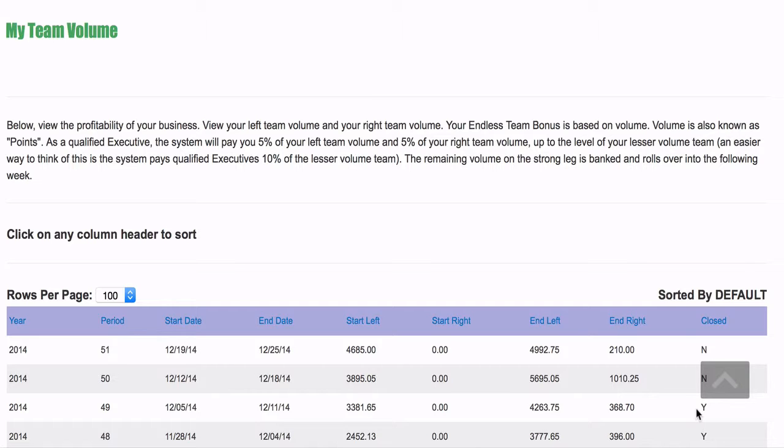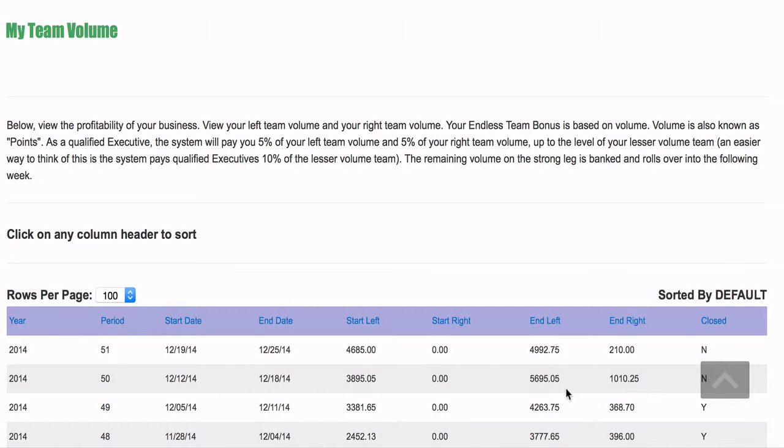So now in this example, let's show your accurate volume and what you're getting paid on. To do so, what I'd like you to look at is the last week that you weren't paid on, and in this case, week number 50. If you'll notice the person's ending left volume and their ending right volume. You can obviously look at the starting volume, but for this example right now, I want you to look at the ending volume because that's what you're going to end up with at the end of the pay period. That's what you're getting paid on.